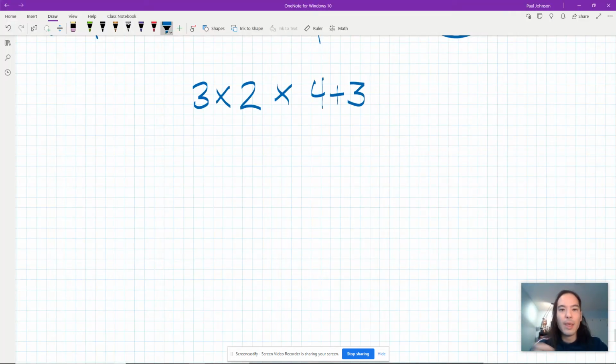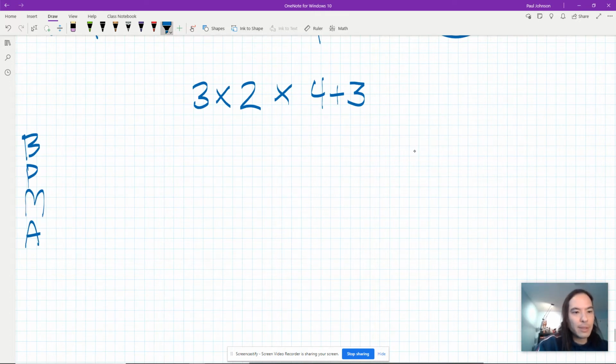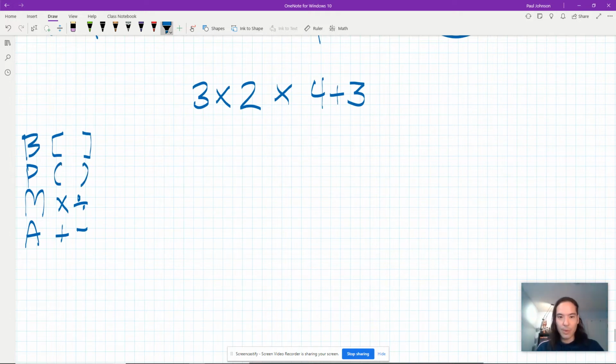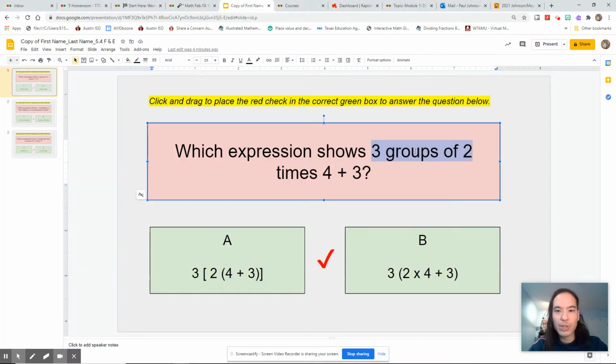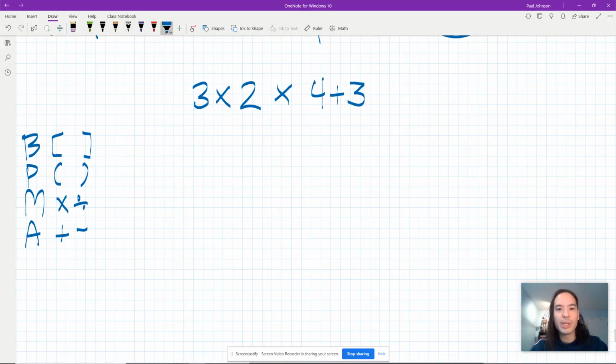Now, I think I need some grouping symbols in here because if I use BPMA right now, I have no brackets, I have no parentheses. So the first thing that I would be doing is multiplying and dividing, right? Now, there's a problem with that because what it's saying is I need to take the product of 3 times 2, it says, which expression shows 3 groups of 2 times 4 plus 3.